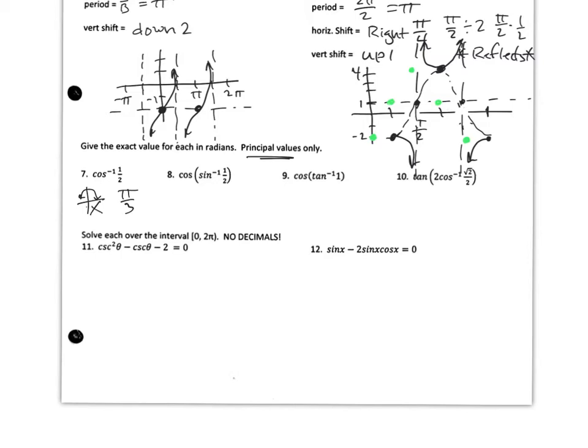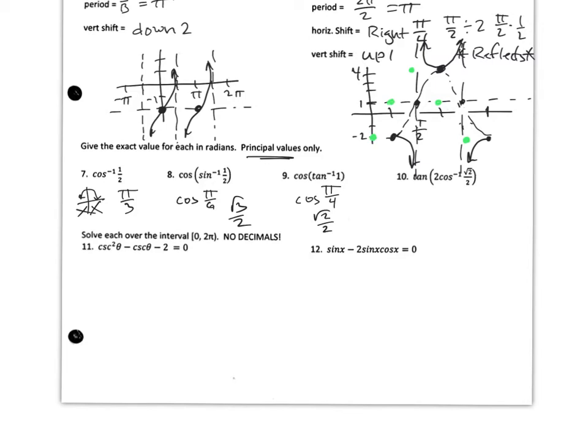We don't use these other two quadrants. Same thing with all the rest of these. So where is the sine of positive 1/2? That's pi over 6. And then you're asked for the cosine of pi over 6, which is, of course, radical 3 over 2. What angle has a tangent of positive 1? Well, that would be pi over 4. And then, of course, what is the cosine of pi over 4?